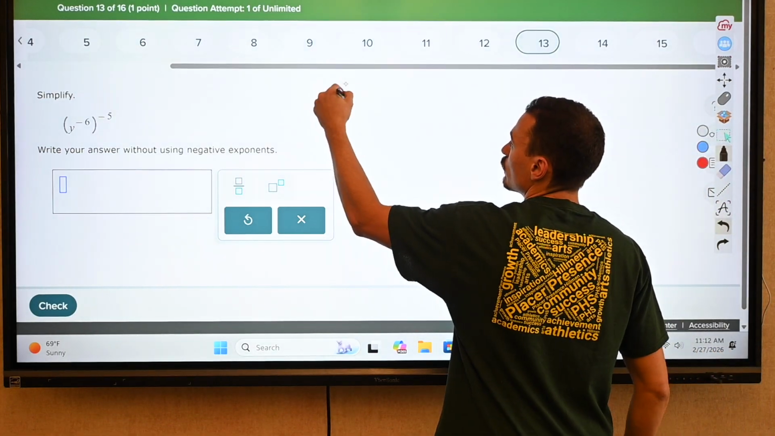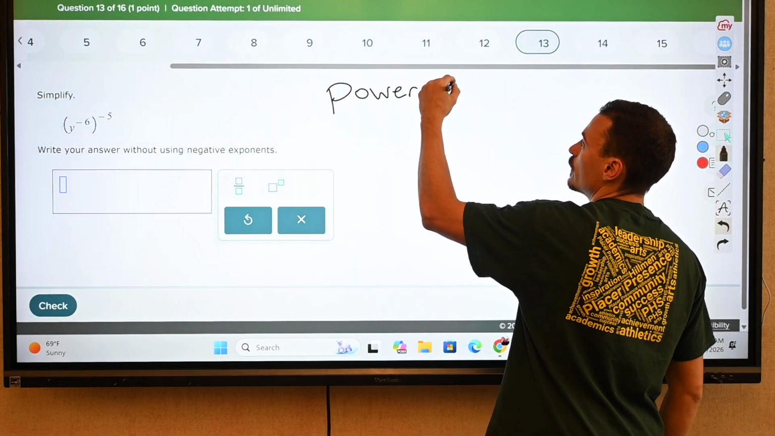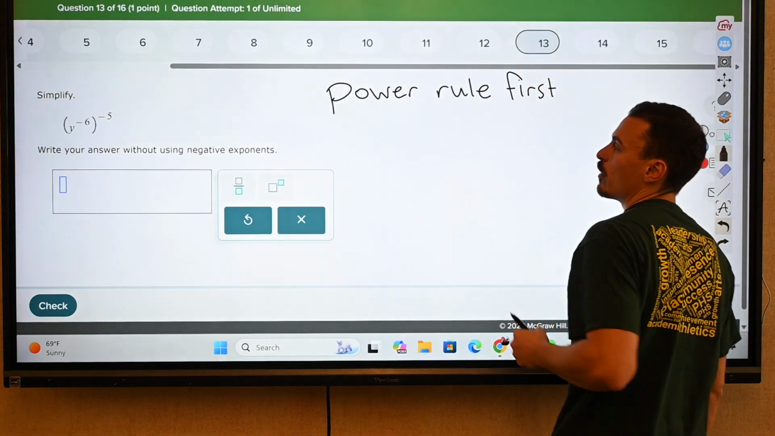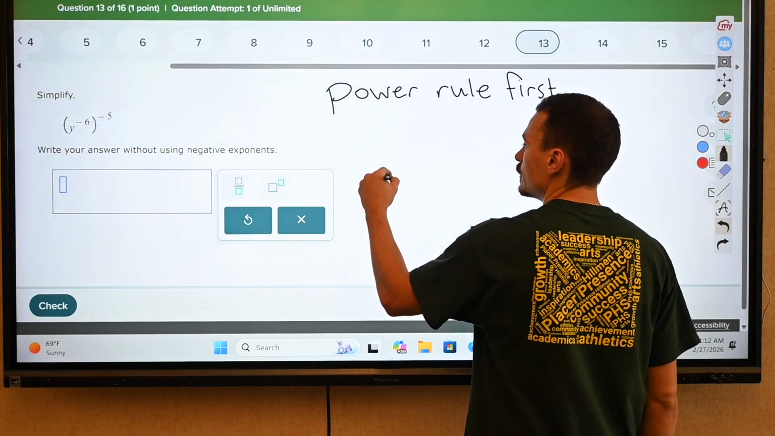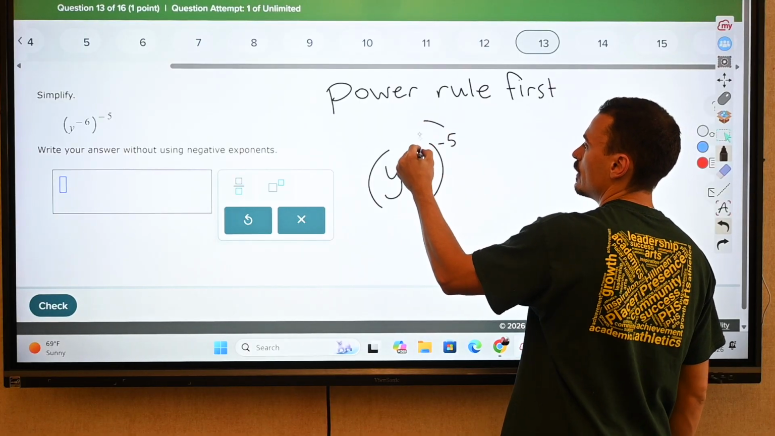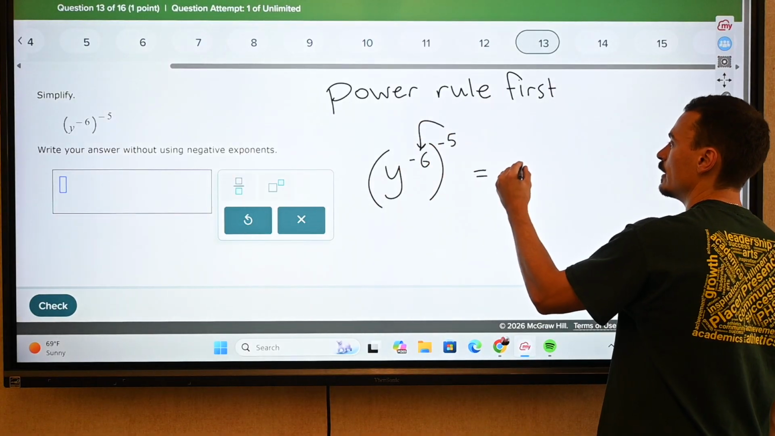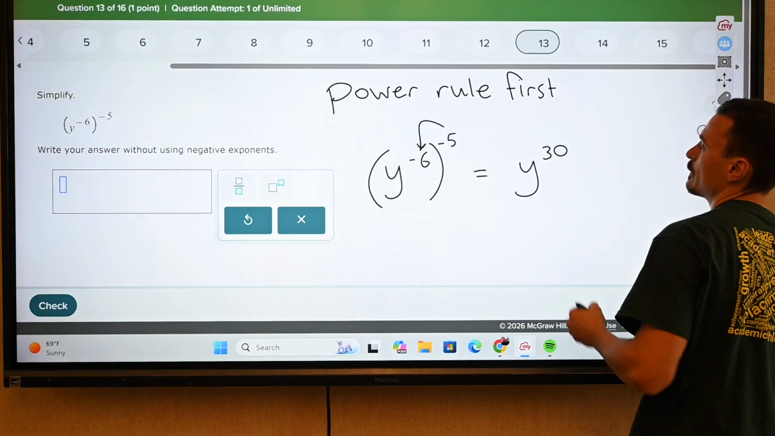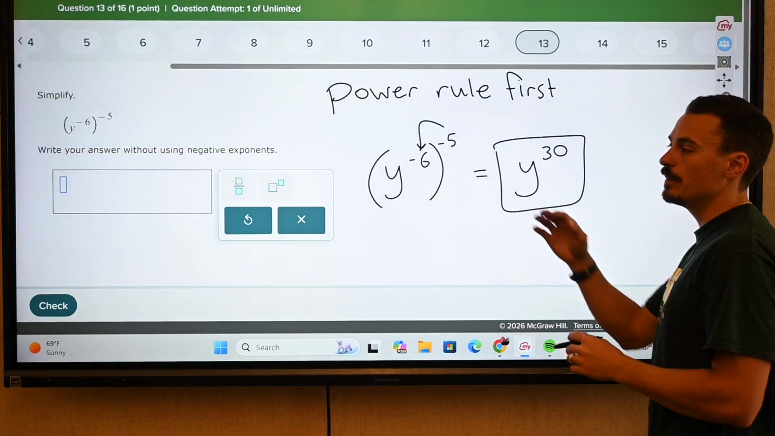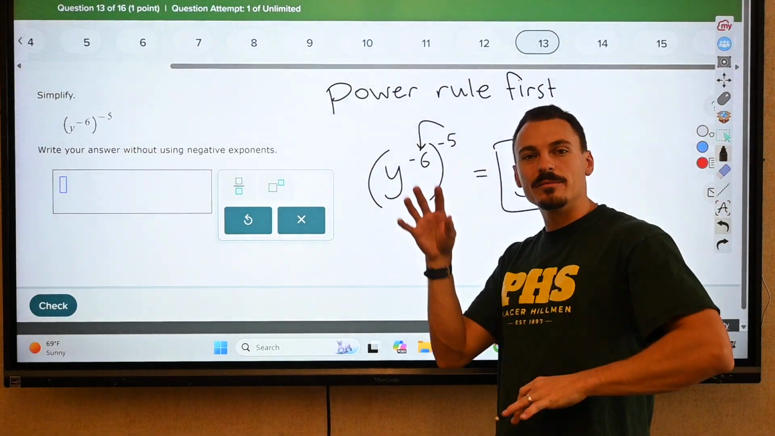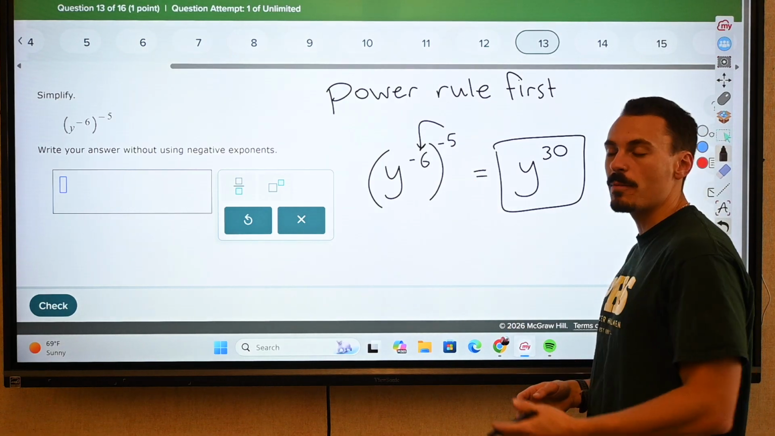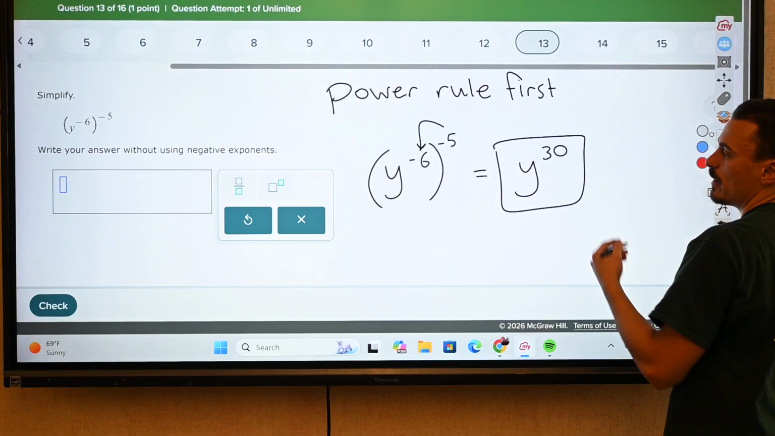Okay. General rule of thumb, I tell my students, power rule first. Because the power rule is really powerful. If you have y to the negative 6 power, all to the power of negative 5, I would do the power rule first. You get y to the 30. And then you're done, because this is already positive. Right? So a lot of people want to flip it and flip, flip, flip that, flip this. You don't want to do that. You want to do the power rule first, because look how powerful it is. Power rule is powerful.